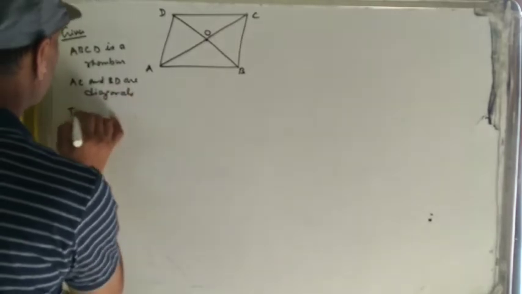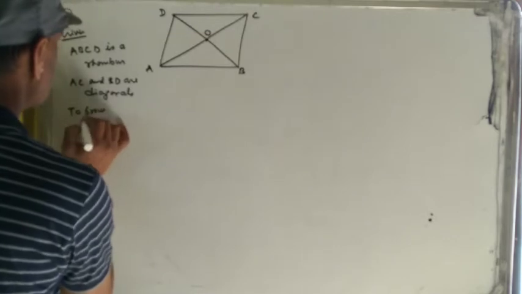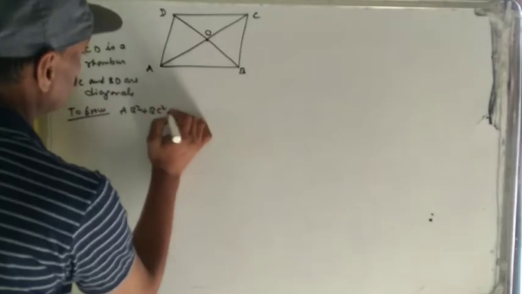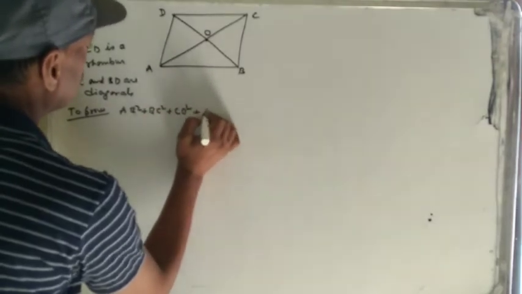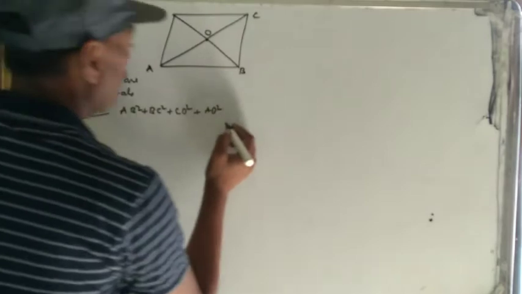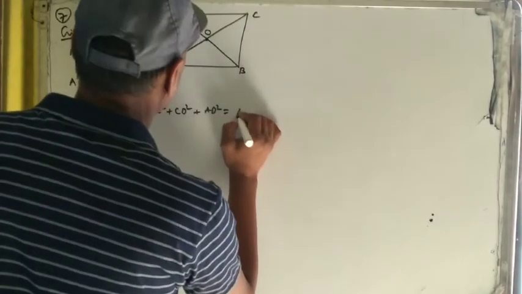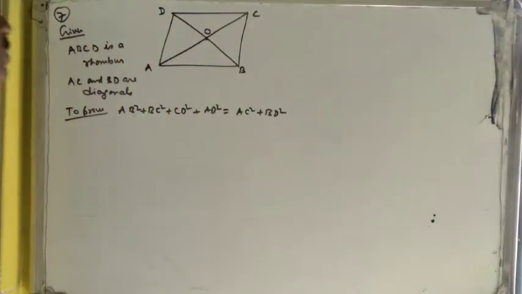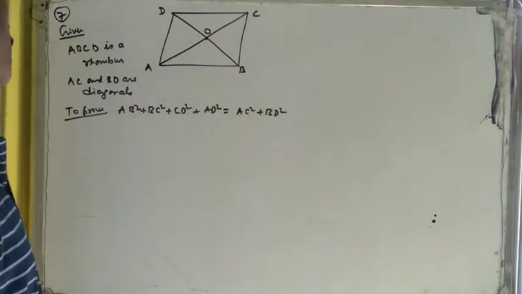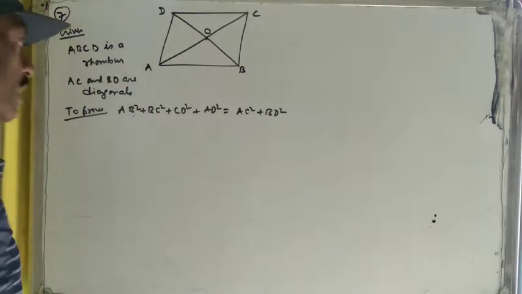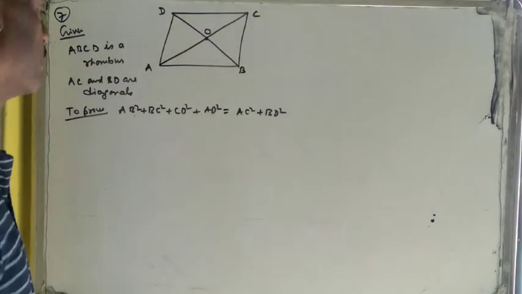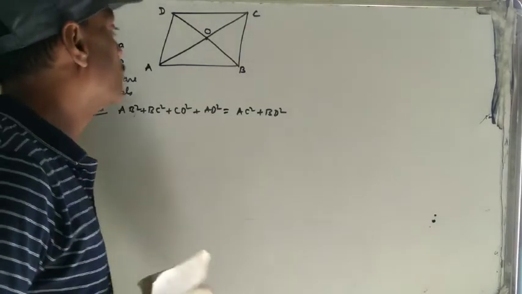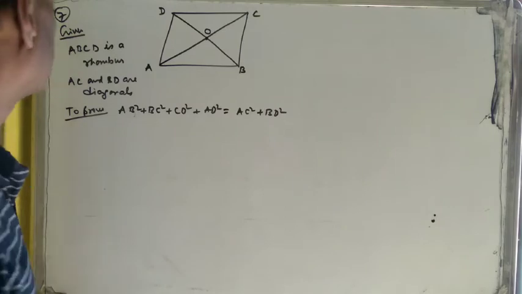And we have to prove AB square plus BC square plus CD square plus AD square equals AC square plus BD square. So this is the question and we have to prove this one. So let us do it. A few methods are there, but we have to adopt one out of those. So let us prove.